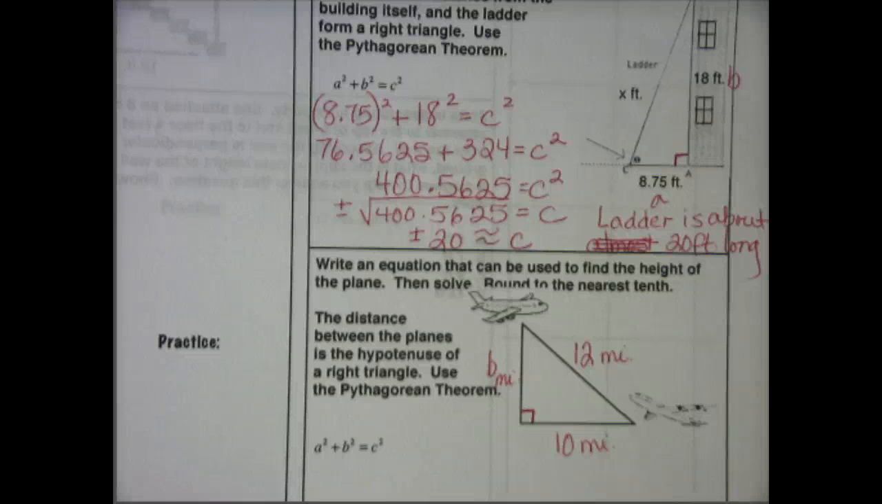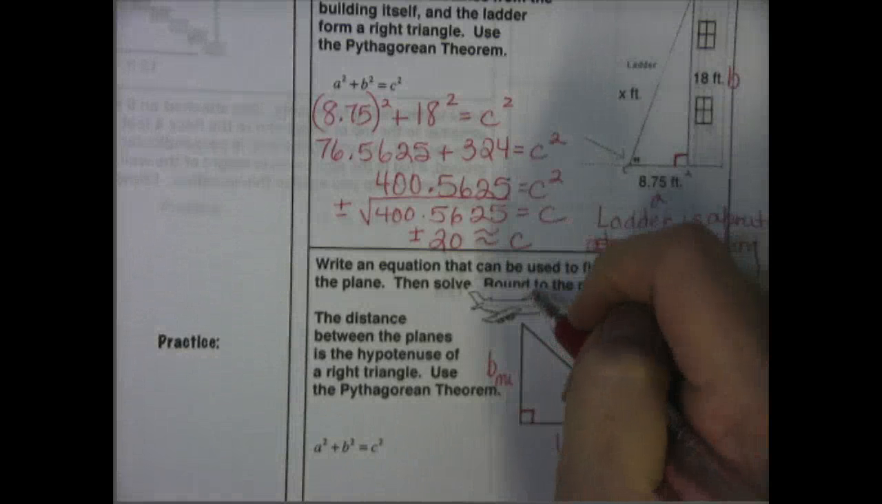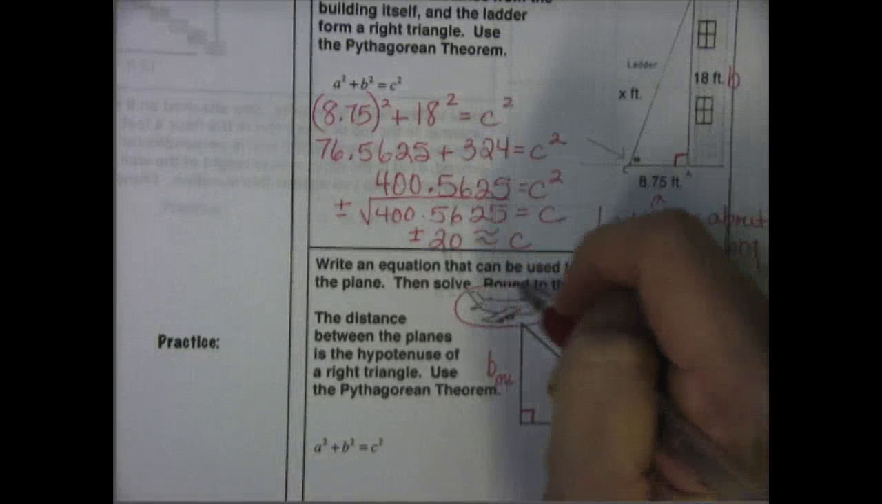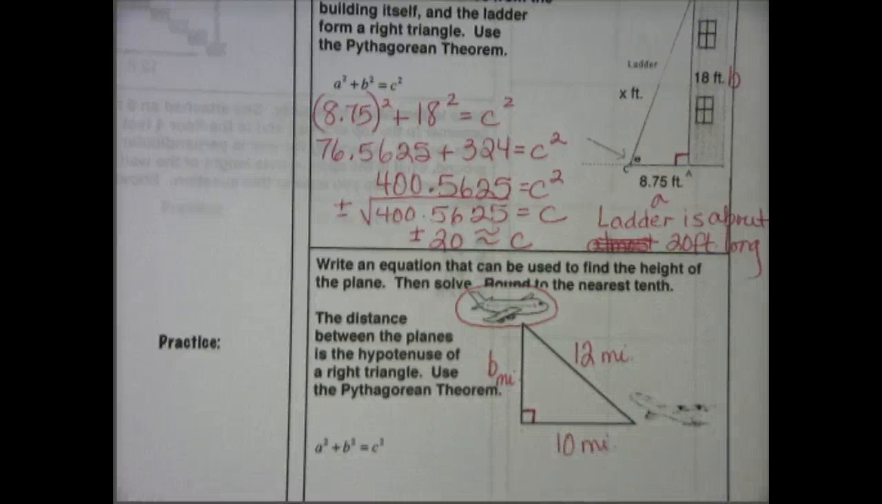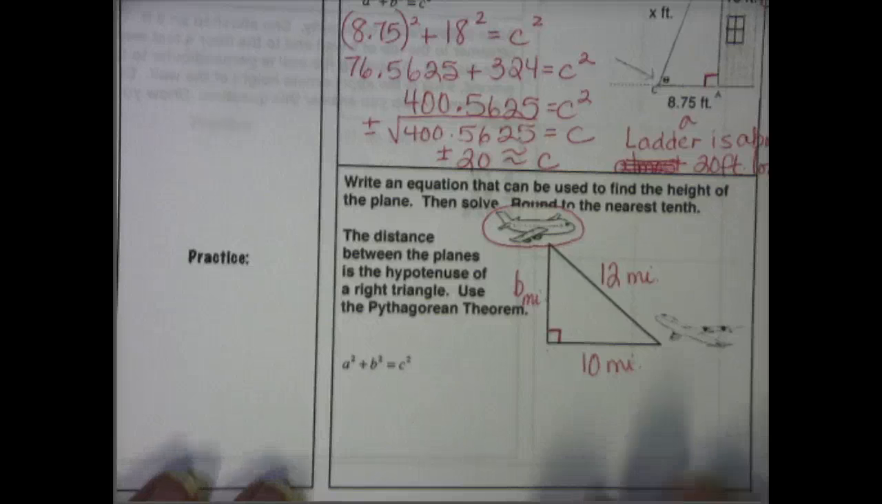So we want to know the height of this plane. We're looking for the height of this plane. We know that the distance between them, or the hypotenuse, is 12 miles, and we know that this side is 10 miles. So I want you to take the information that you know, and let's fill it in. Let's just go ahead and work this one together.